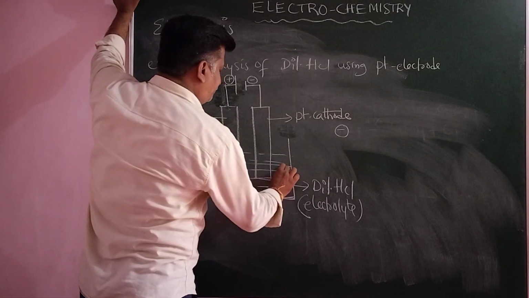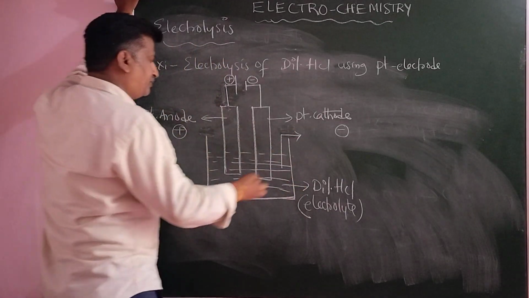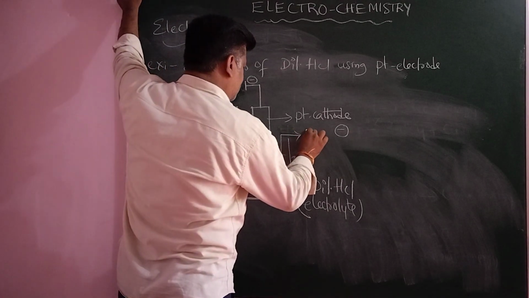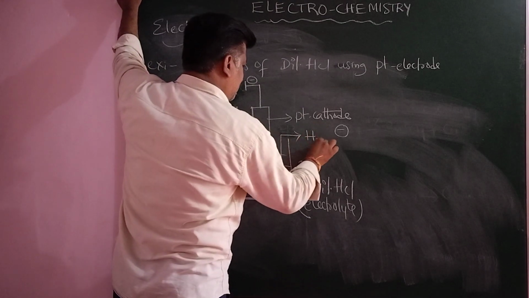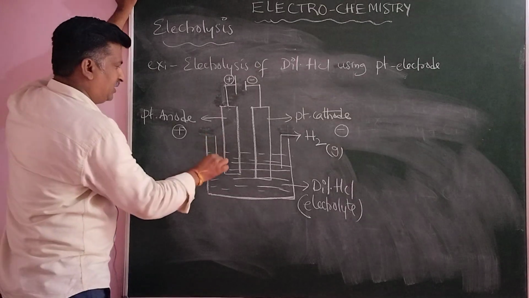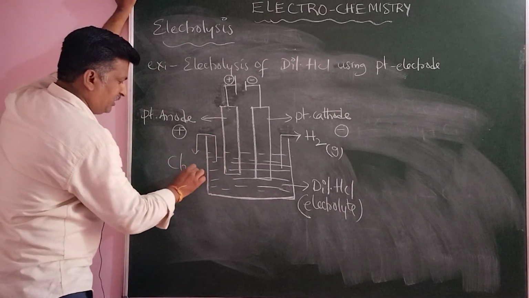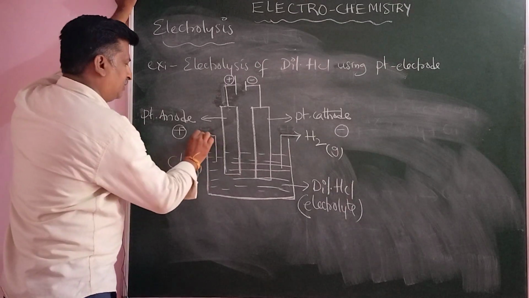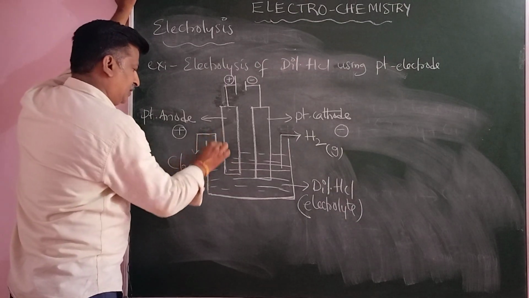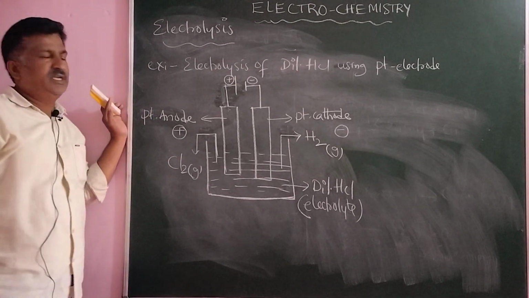And at the cathode, hydrogen gas will be liberated, and at the anode, chlorine gas will be liberated. Okay, so this is the simple diagram of this electrolysis.